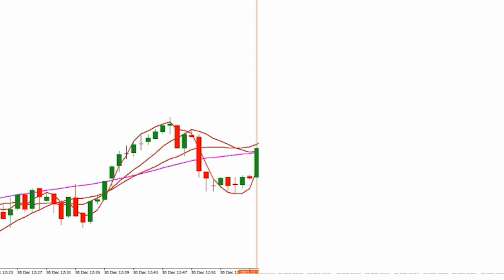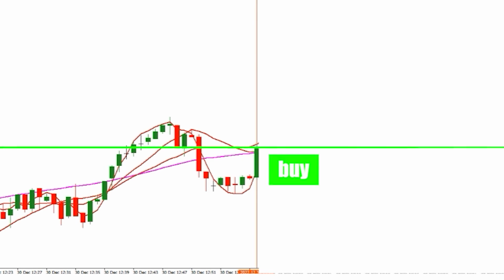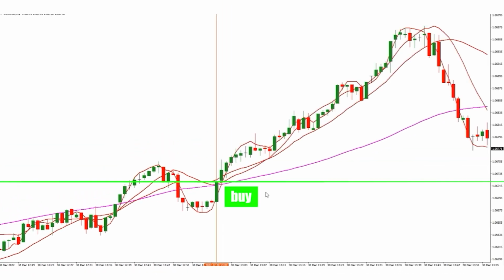We've identified the exact bar to enter from. We'll put in our buy order here, and as you can see, the market moved on up.